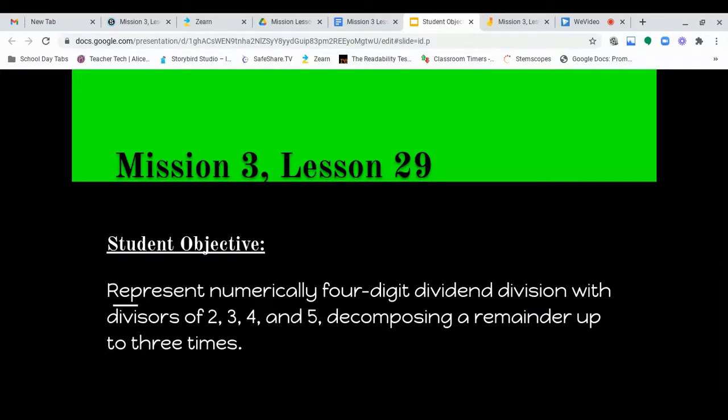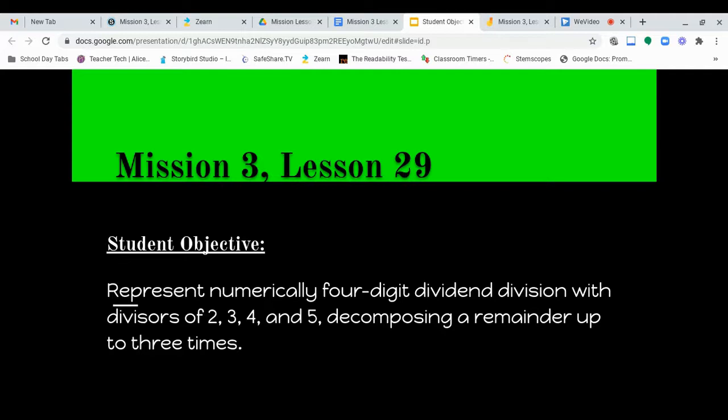Our student objective, now this can be a tongue twister, listen up, is to represent numerically 4-digit dividend division with divisors of 2, 3, 4, and 5, decomposing a remainder up to 3 times. What does all of that mean? Well, in human speak, it means that we're going to be doing division. And we're going to be doing up to a 4 by 1 digit division problem.